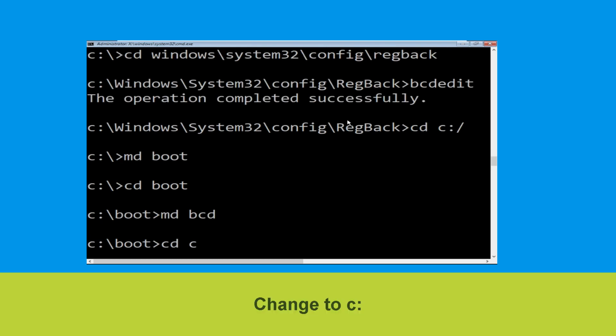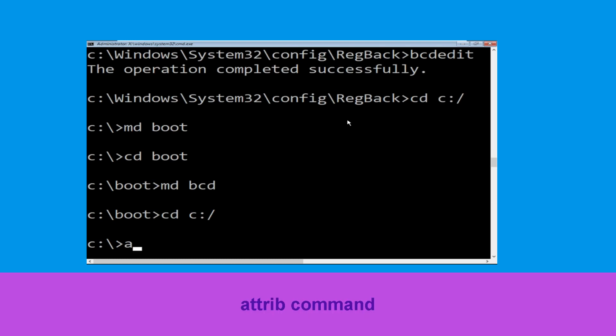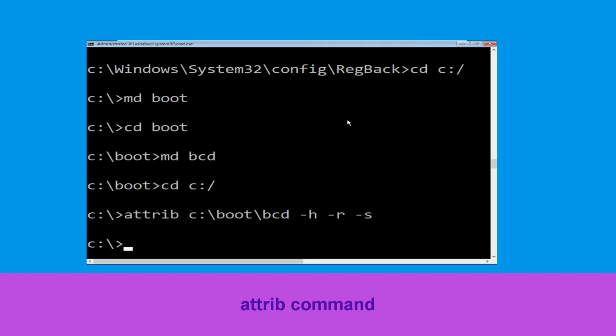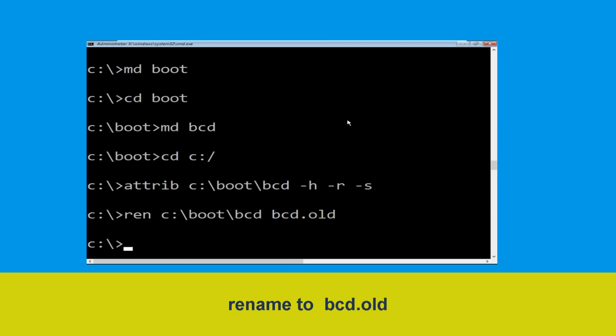Now execute this command. Type cd c:/ and hit enter. Now execute this command. Type attrib c:\boot\bcd -h -r -s and simply hit enter. Now type ren c:\boot\bcd bcd.old, then hit enter.